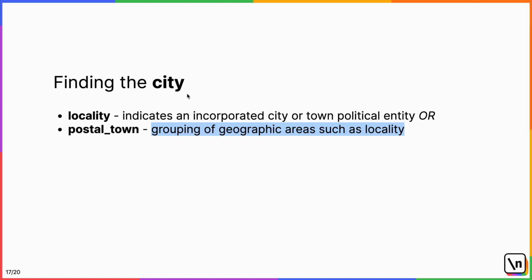So for the city, what we'll do is we'll check for the locality address component, and if that exists from the API, we'll use that. If locality doesn't exist, we'll then check for the postal town value.